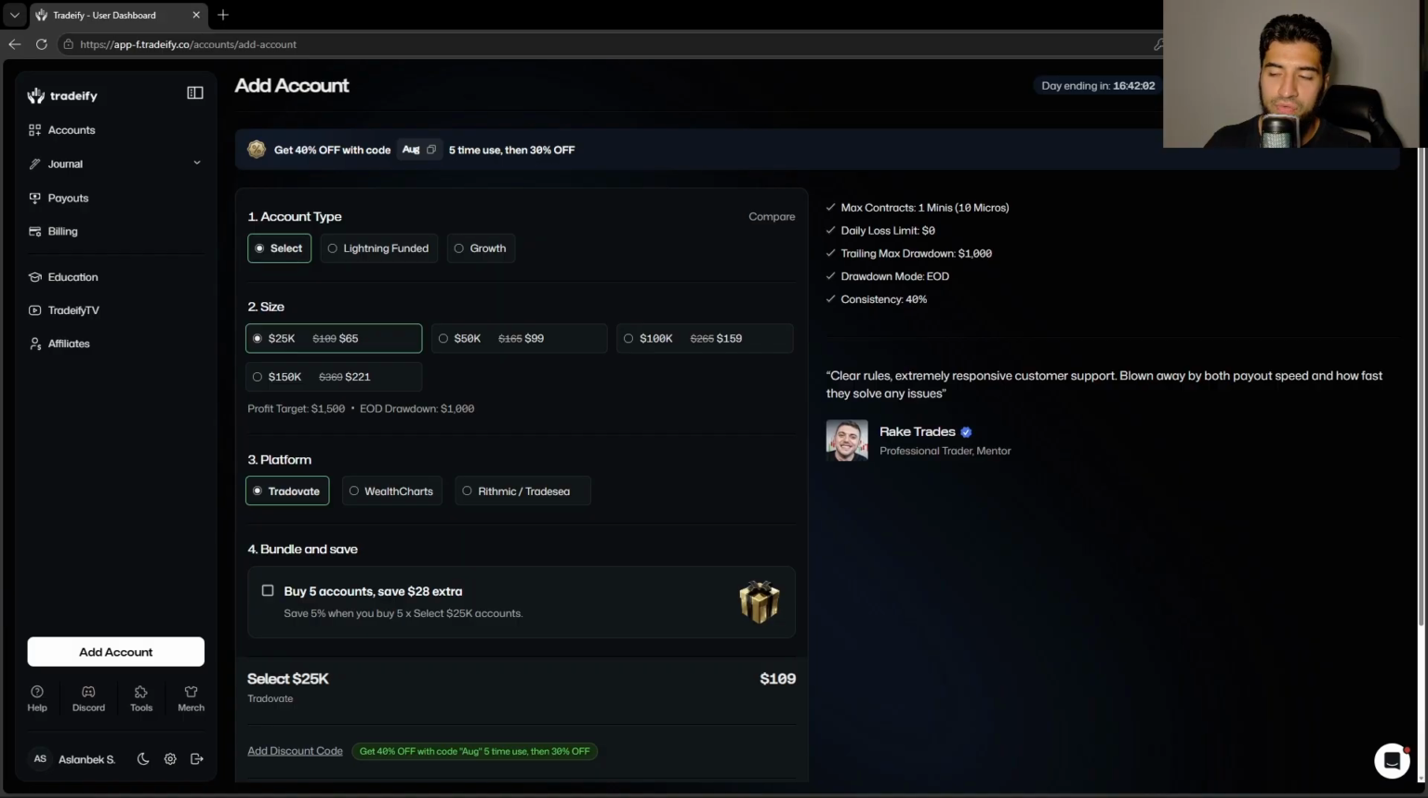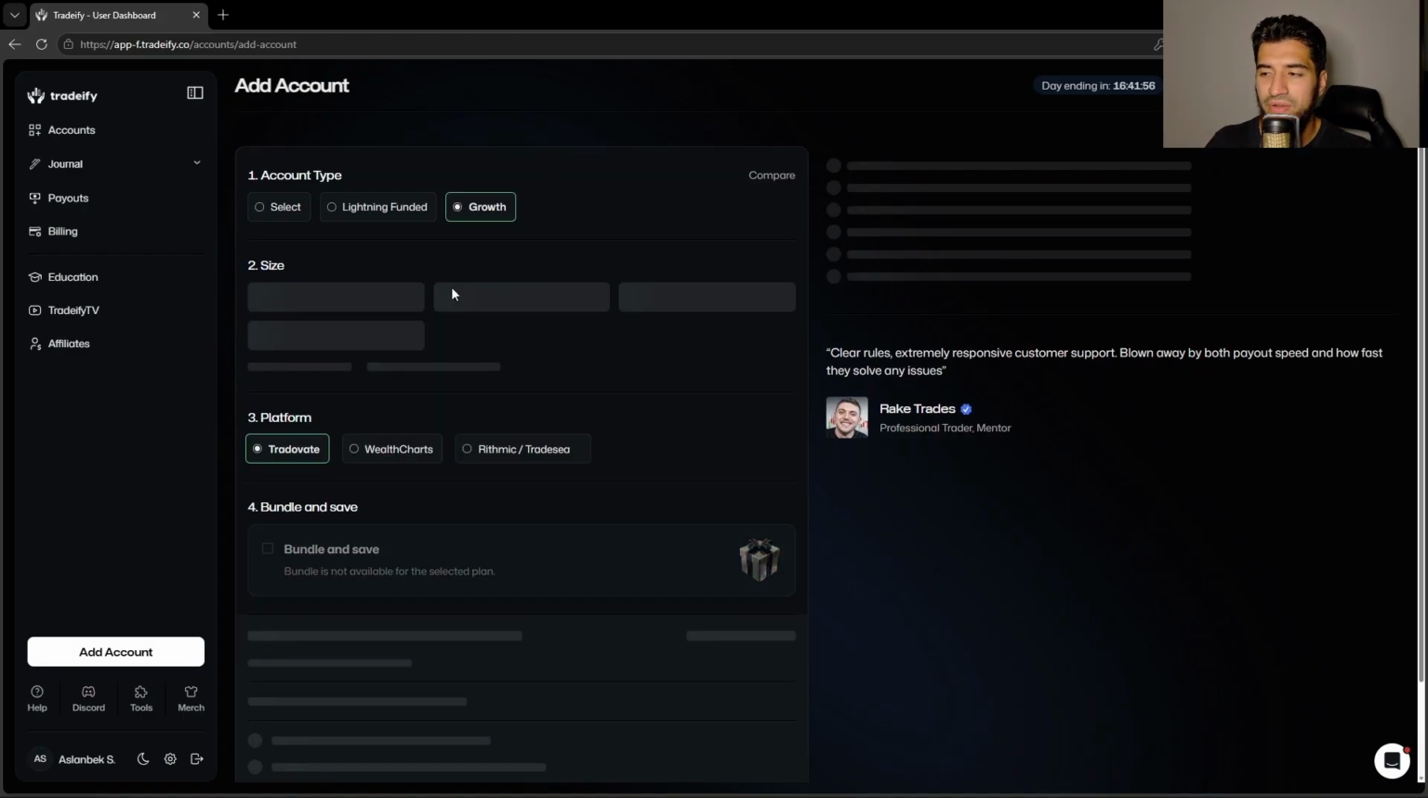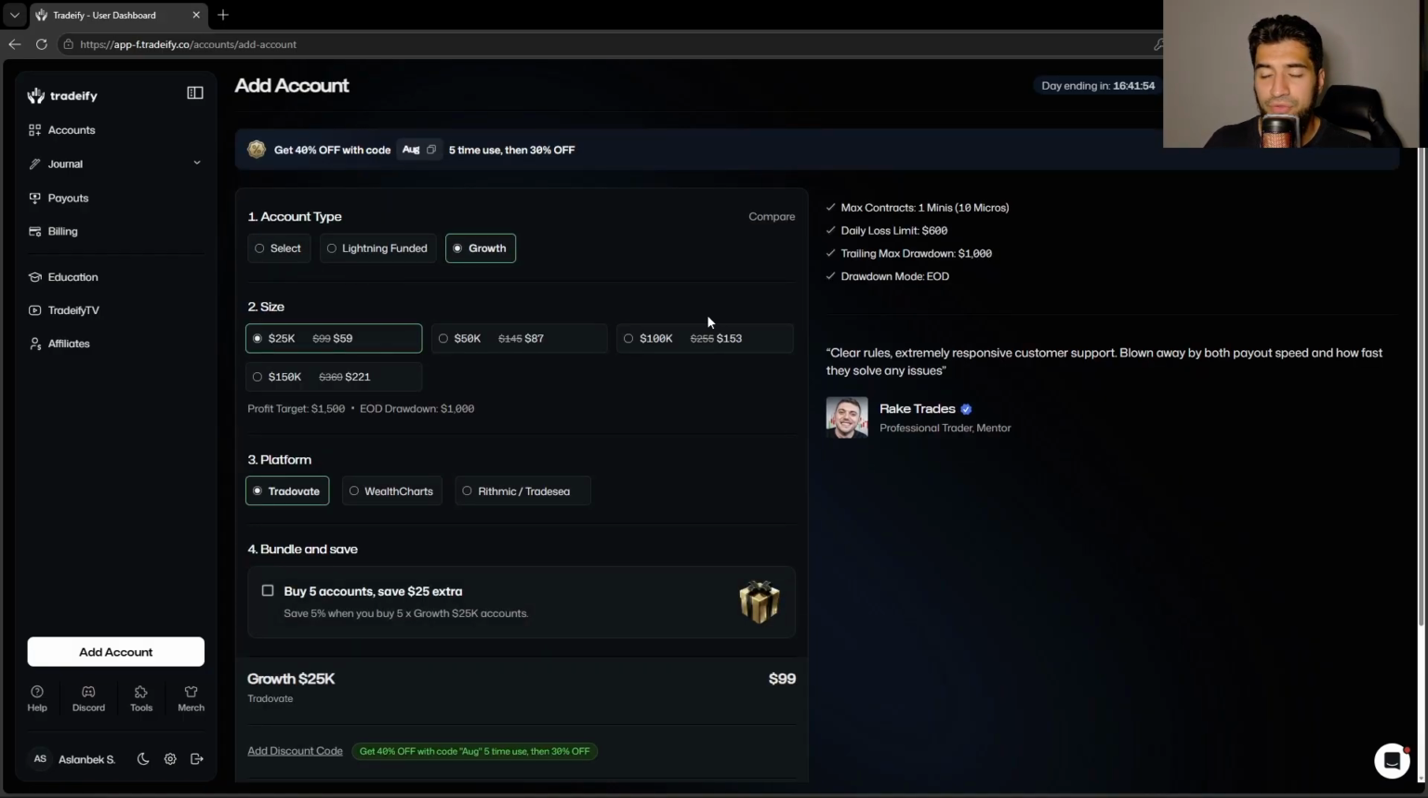But just to quickly go over this, I would suggest you go with Tradify, either Select or Growth, 50k accounts, right? They both cost around $100. So if you go with either of those plans, you're never gonna go wrong. If you simply want a 5 winning day account, go with Growth. If you're trying to get payouts every single day, go with a Select account, right? And that should be it, right?